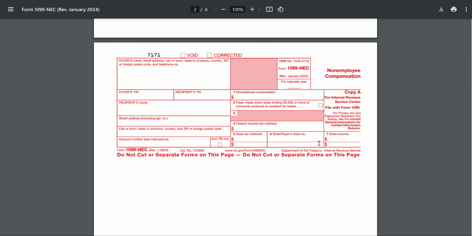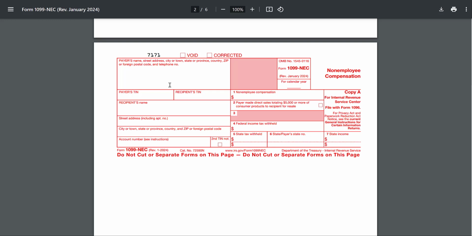Now let's go over a couple of items that I did not go over yet. Account number right here. You don't have to fill this out, this is optional, but if you have a specific account number assigned to that vendor, you can put the account number on here. This is for like internal tracking purposes. If the payer, so you, made direct sales totaling $5,000 or more of consumer products to the recipient for resale, you check this box, okay?